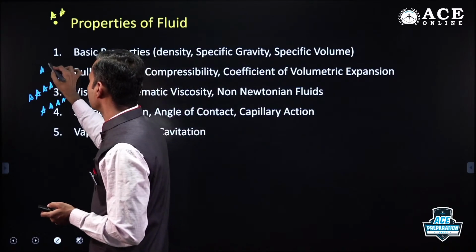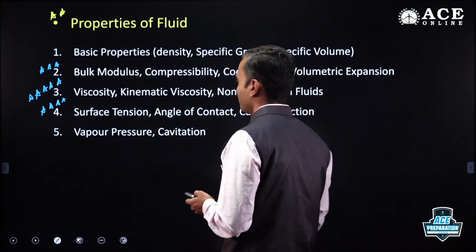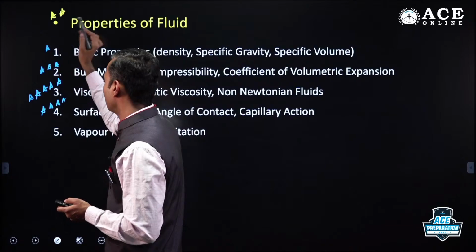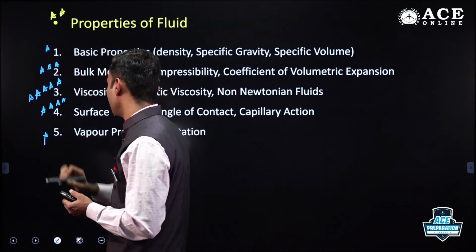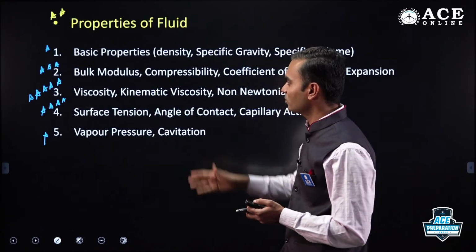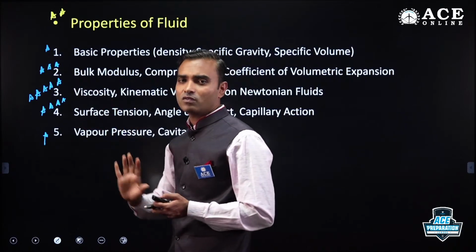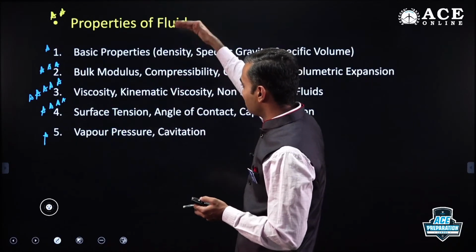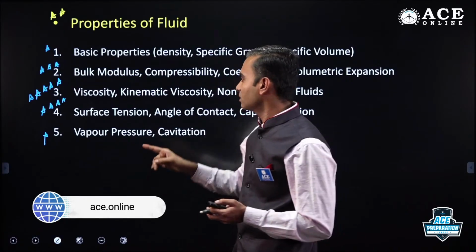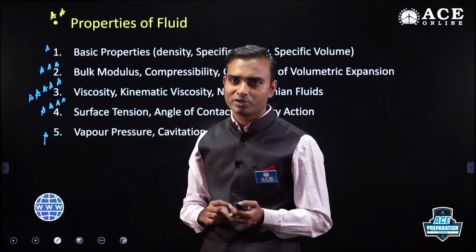So bulk modulus, compressibility, coefficient of volumetric expansion, so 3 star weightage. Basic concepts, 1 star weightage. Vapor pressure, 1 star weightage. Based upon vapor pressure and cavitation, mostly you'll get theory questions. The numerical questions usually come on topic number 3 and topic number 4. See, this detailed syllabus is not given in GATE or ESE. So these details we have decided based upon previous years' questions, right?